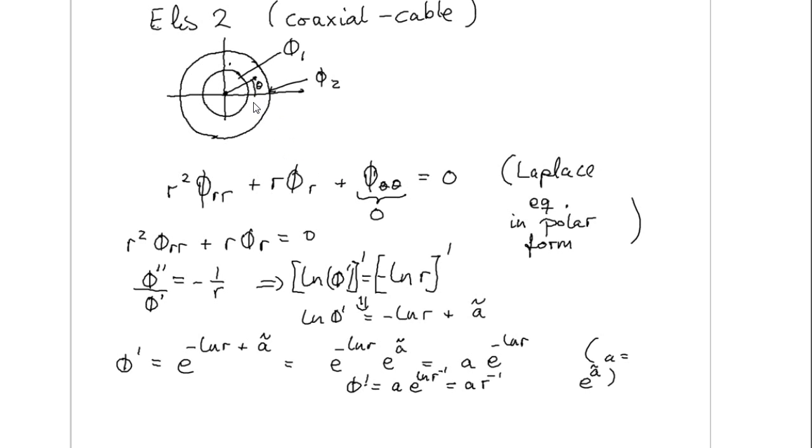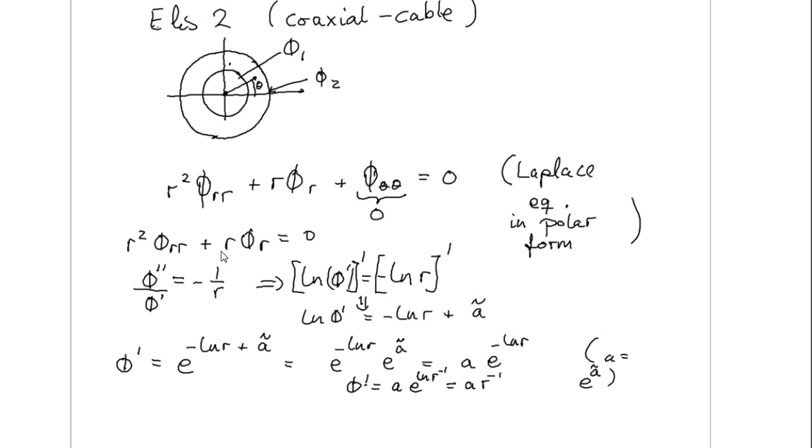In our case, we can assume, as I mentioned, that this term is 0 because there is no dependence in the theta direction. Therefore, we only have two terms in this Laplace equation. So we have r squared multiplied with phi rr plus r phi r. This should be equal to 0.